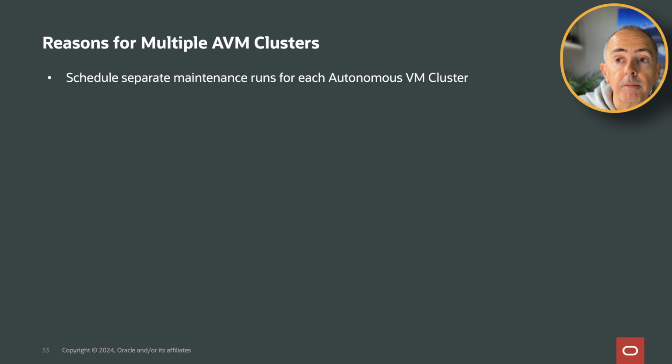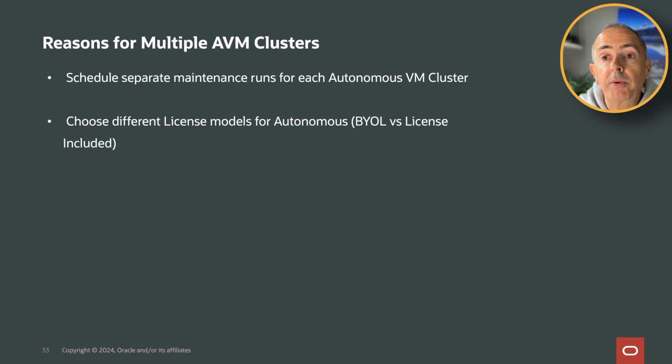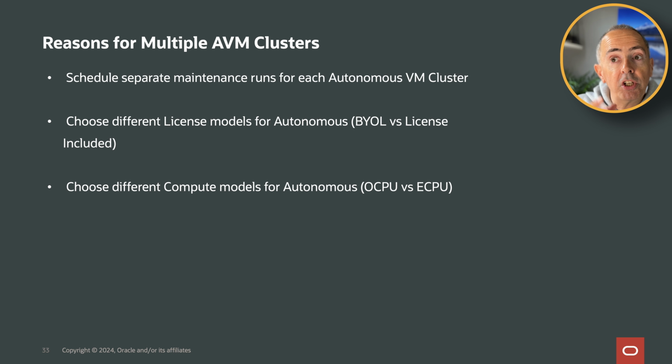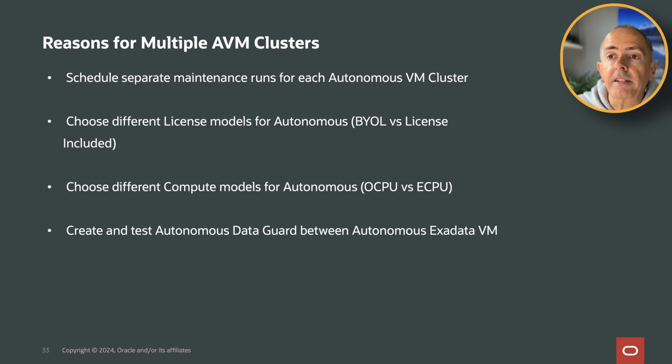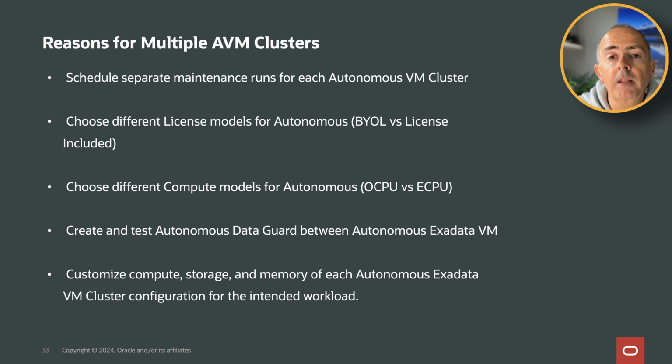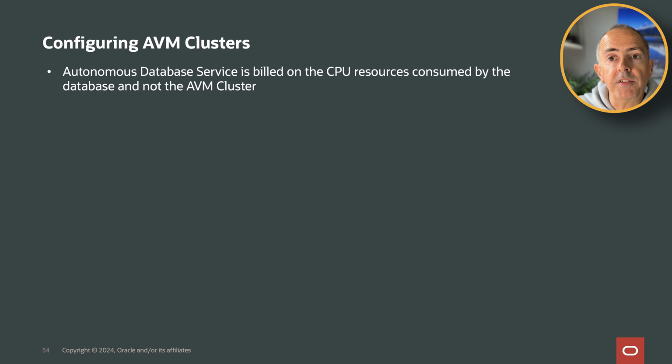So the reasons for requiring multiple AVM clusters are similar to before, but there are specific autonomous reasons like different compute models. As with autonomous, we have two different ways of charging, the traditional OCPUs and also the newer eCPUs, which is going to give you a lot more flexibility and should give you better granularity of your costs going forward. So different AVM clusters could have different compute models. Also, you may want to create and test Data Guard between AVMs, and this is a nice way of testing that. Now, the important difference with autonomous VM clusters is that the database service is built on the CPU resources consumed by the database and not the AVM cluster.